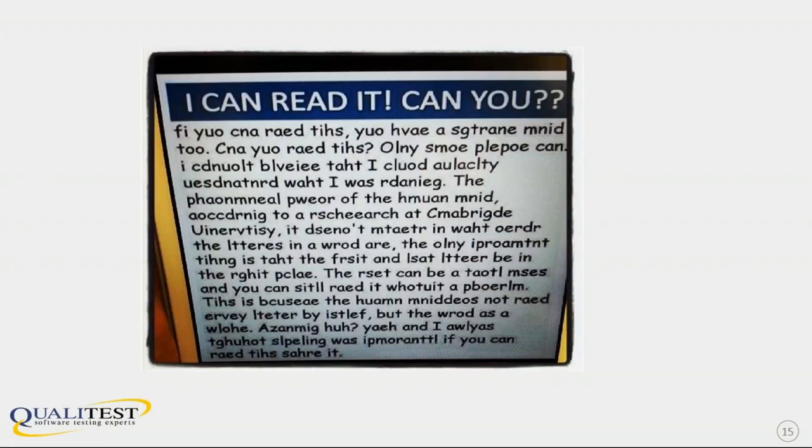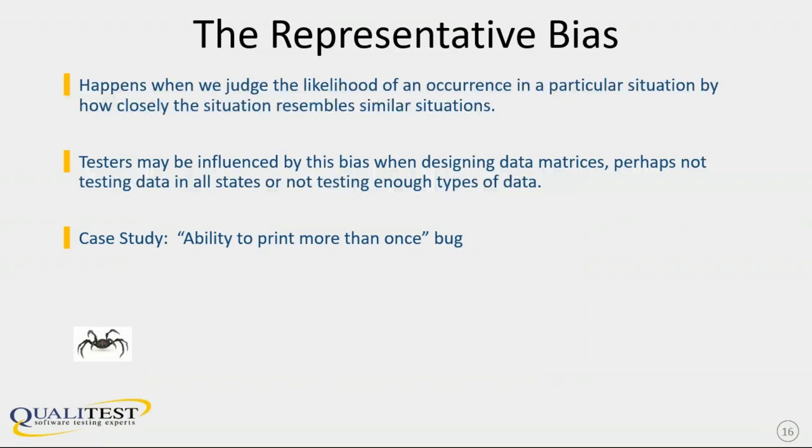So we're going to talk about some of these biases. There are over 100 biases that social scientists have identified, but there are a few that tend to most frequently impact our testing. So I want to talk a little bit about those. First is the representative bias. This happens when we judge the likelihood of an occurrence in a situation by how closely it resembles other situations. We can be influenced by this in designing our data matrix. Maybe we don't test all the data in all the states. We may not test with enough types of data.